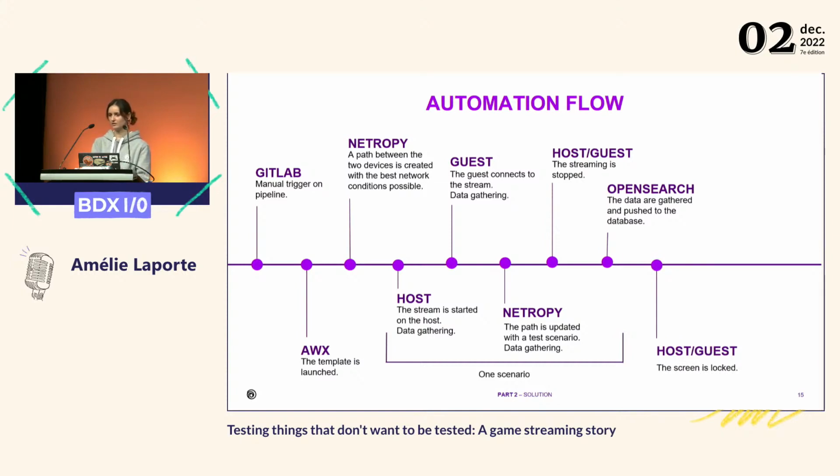We clean everything on netropy. And then on GitLab, in the pipeline, we still poll the results of the job on AWX. When the job is done, the GitLab pipeline also succeeds if it succeeds, and if it fails, the GitLab pipeline will fail. And then you can almost instantly see the data in Kibana.